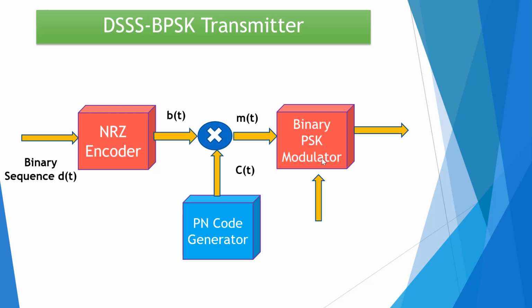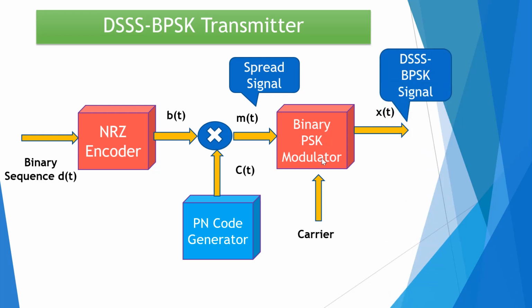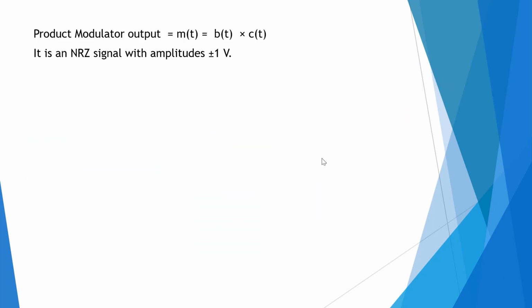So the transmitted signal is basically the spread signal M of t, which is again multiplied with the BPSK carrier. For the BPSK modulator, we have a continuous sinusoidal carrier, which is multiplied with the spread signal to generate X of t, which is the DSSS BPSK signal. Here the product modulator output is M of t, that is nothing but B of t multiplied with C of t.